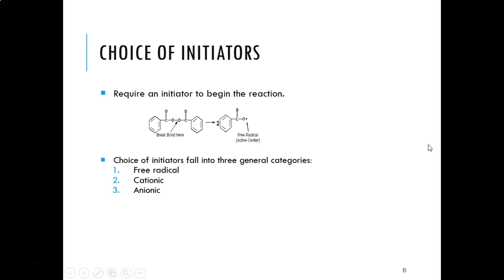Now we look at the choice of initiators for chain growth polymerization. It requires an initiator to begin the reaction, for example peroxide here. The choice of initiators falls into three general categories, which are free radical, cationic, and anionic.